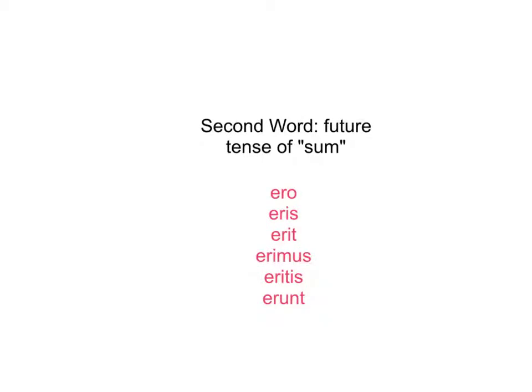All right, the second word of our periphrastic form is going to be the future tense of sum. Remember that for the perfect passive, we used the present tense of sum, and for pluperfect passive, we used the imperfect tense of sum. For future perfect, predictably, we're using the future tense. So that's going to be ero, eris, erit, erimus, eritis, erunt.